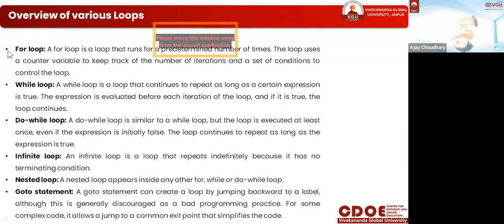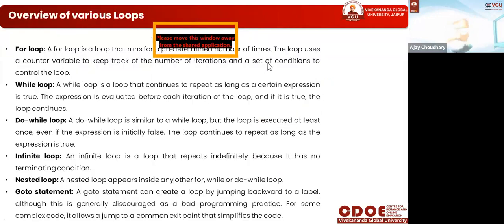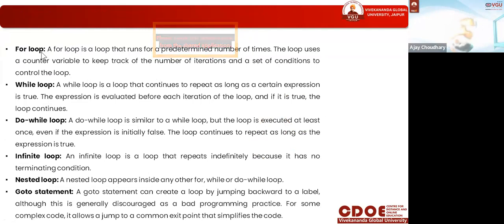There are some kinds of loops. The first one is the for loop. A for loop is a loop that runs a set number of times. The loop uses a counter variable to keep track of the number of iterations and a set of conditions to control the loop. So we check how the for loop is used.